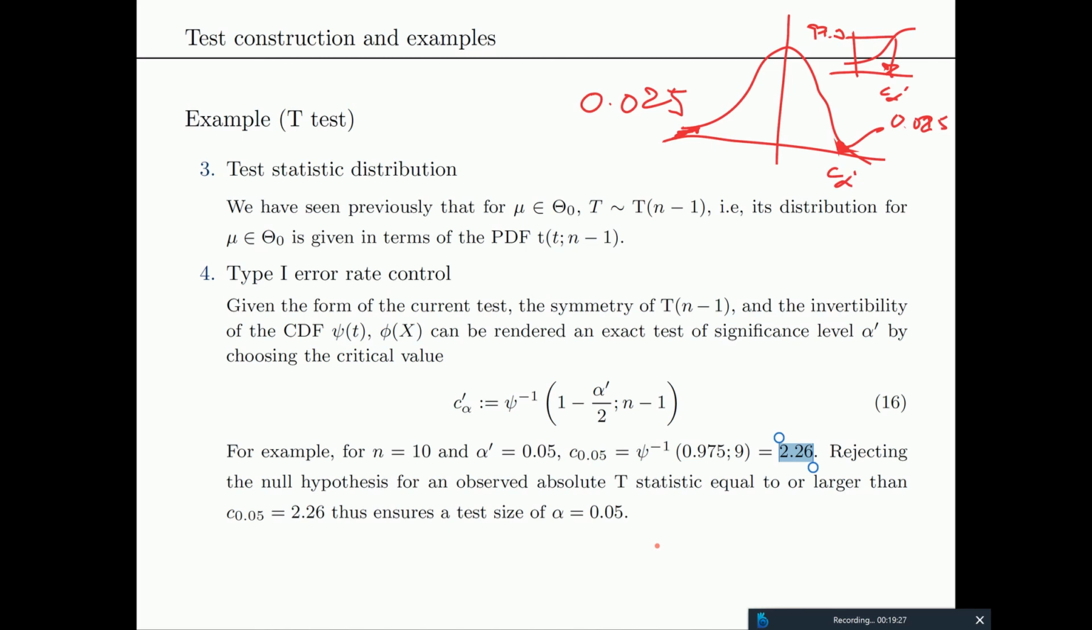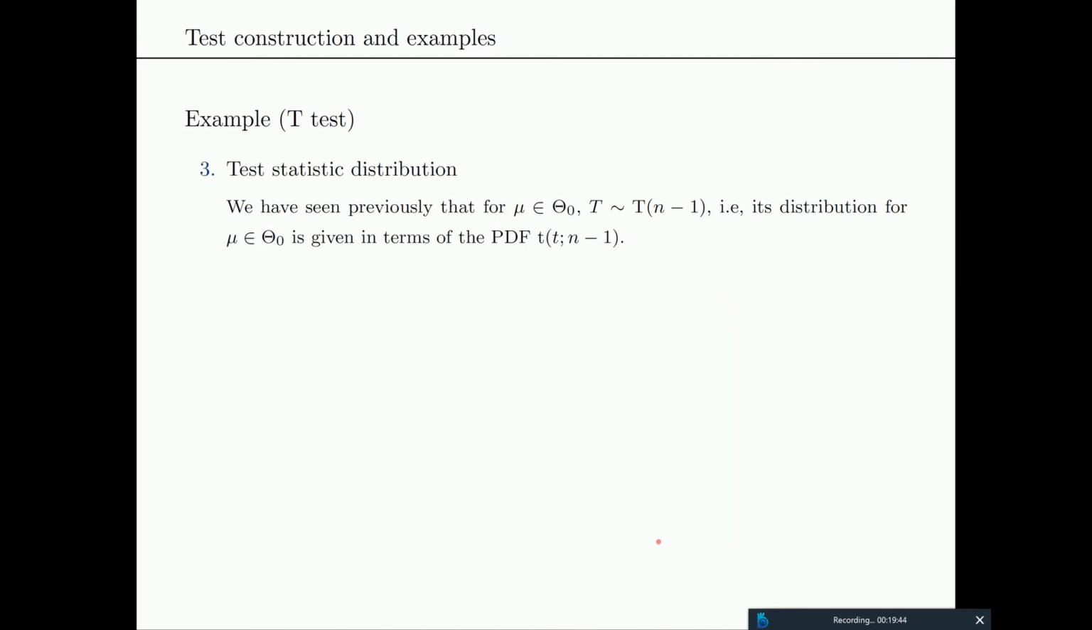And now what you would have to do is, based on this critical value, think about the probability of rejecting the null hypothesis when the alternative hypothesis holds, and evaluate the power function. And for this, you actually need the distribution of the test statistic under the alternative hypothesis, which is a non-central t distribution.